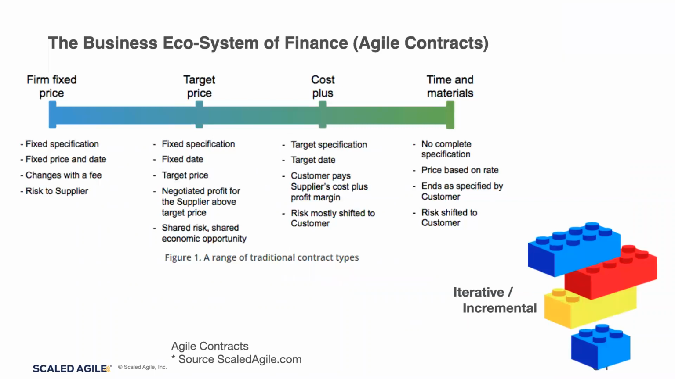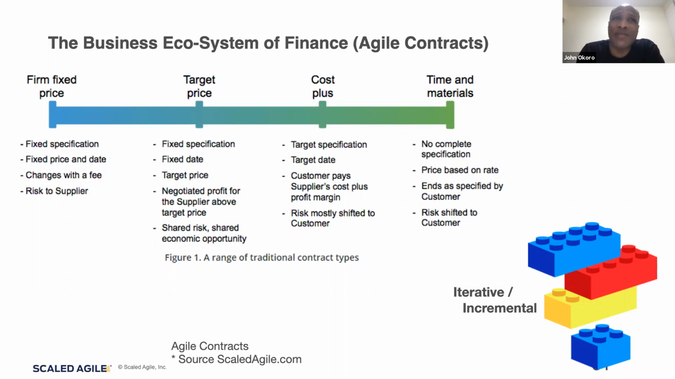Okay, let's talk a little bit about the business ecosystem here around finance. I actually did a course some years ago for IC Agile on Agile finance. So we covered some of these, but this chart comes from Scaled Agile. You can see there are firm fixed price contracts that you might do. These are very hard with Agile, right?